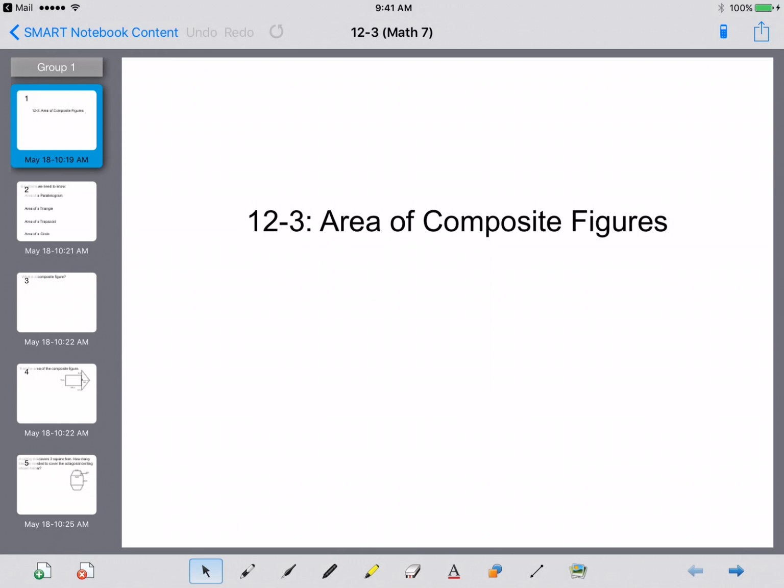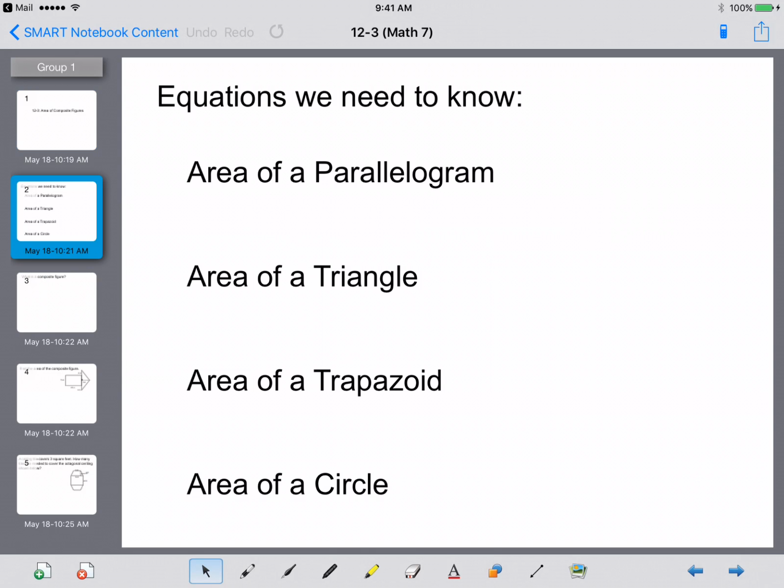This is the video for 12.3 area of composite figures. So the first thing we need to know before we can even get started is the different area formulas for different figures. Because a composite figure is multiple figures put together, but we'll get over that in a little bit.